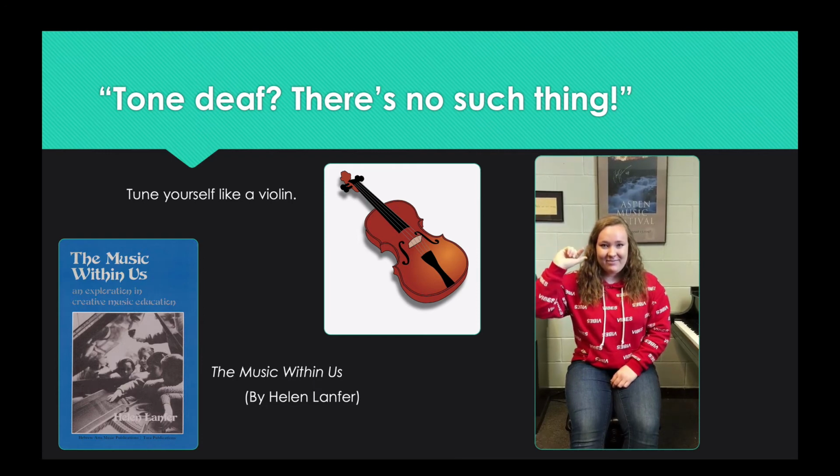So Lanford stated, "People are not always aware of how much they depend on the visual while listening, even in music." I find these exercises very similar to vocal sirens, just with the added visual of tuning yourself like a violin.